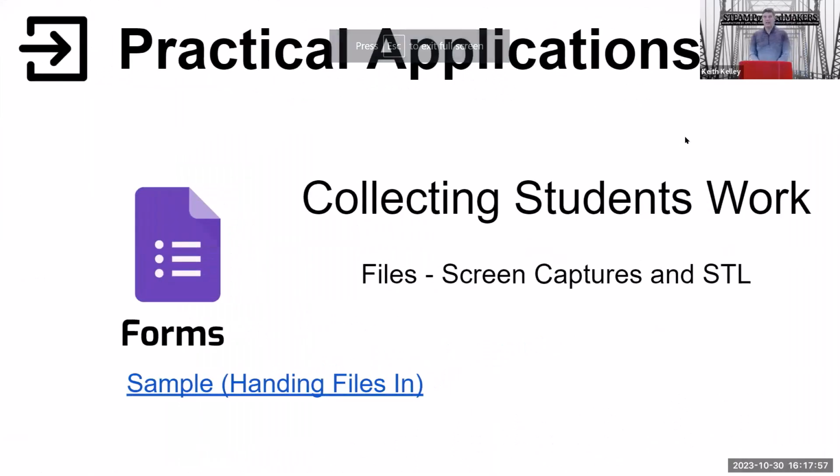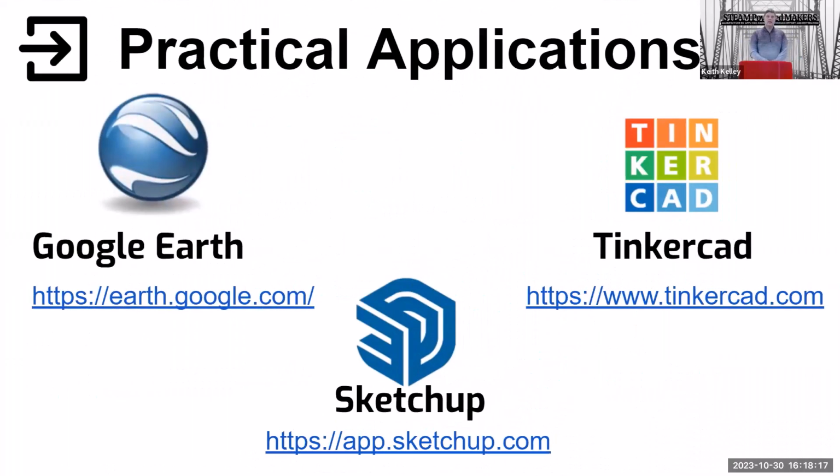Now, practical applications, I showed you forms. So this is how we hand the files in, this is how I get the information from them. This is how I collect it. I have some stuff that's automatically corrected as well. So I'm not having to babysit all the stuff. And then practical applications, I use Google Earth, I use Tinkercad, and I use SketchUp. Google Earth goes along with SketchUp, and Tinkercad is for our 3D modeling.